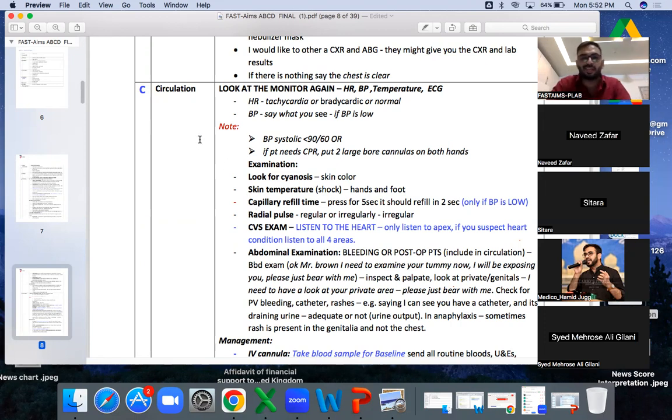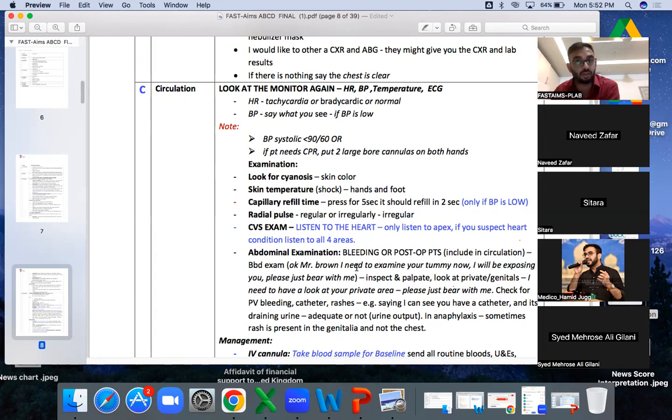Okay. This is the examination. This will not take a long time, because I'm just telling you and explaining, so it looks like it will take longer. You just have to pick up his hand, take your stethoscope and go directly to the cardiac area. That's it. And then you will only do the abdominal examination in the bleeding cases. Okay. Because abdominal examination is important.